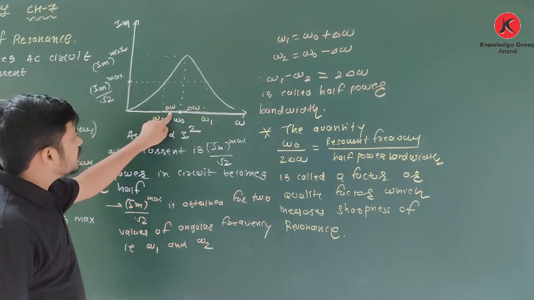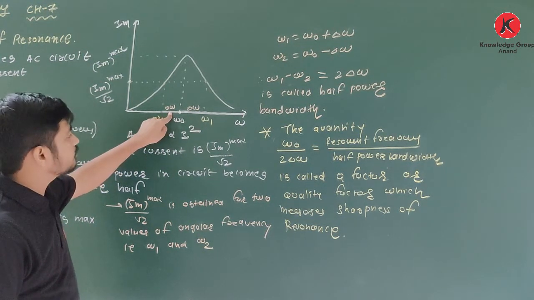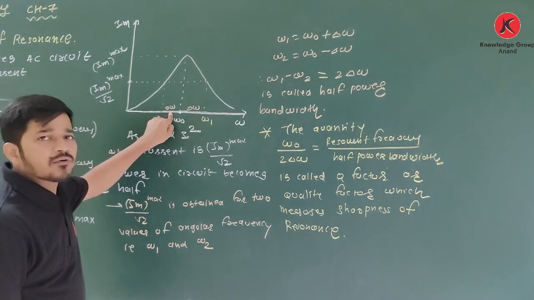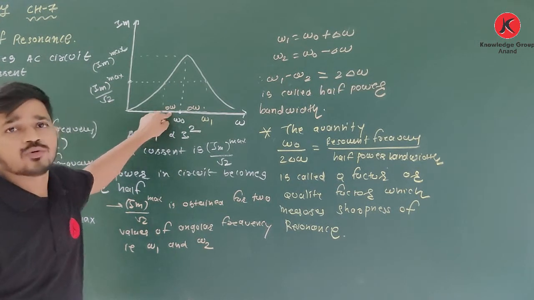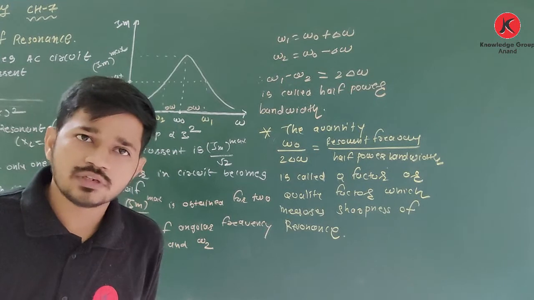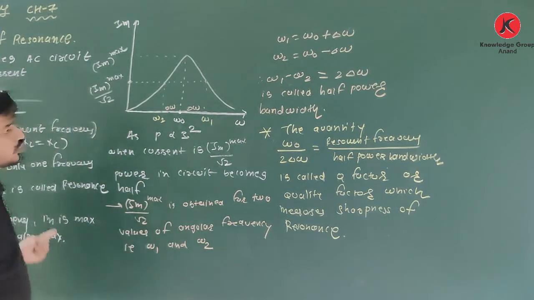Hear about this? See from the figure. If this delta omega is less, then the half power bandwidth is less, and if the half power bandwidth is less, the sharpness is more. Clear about this? So that point you have to remember.